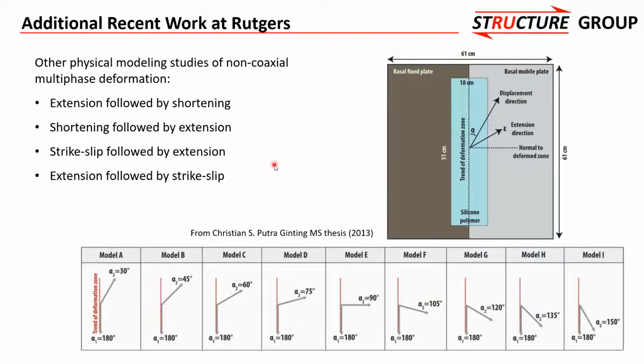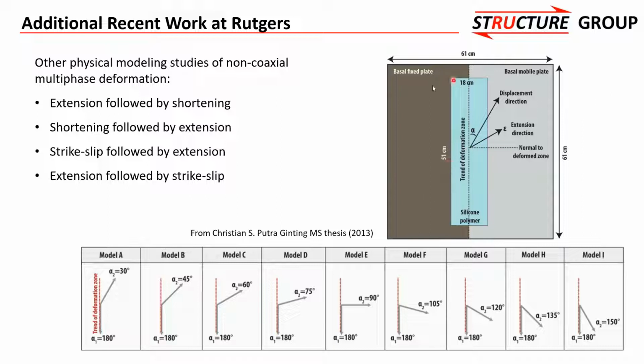So some of the other physical modeling work that has been done since 2012 is on the non-coaxial multi-phase deformation front. And a lot of it isn't just two phases of extension. There's extension followed by shortening, shortening followed by extension. We have strike slip followed by extension, and also extension followed by strike slip. And I borrowed a diagram from a master's thesis from 2013, just to highlight some of the variability and the various setups that have been going on.